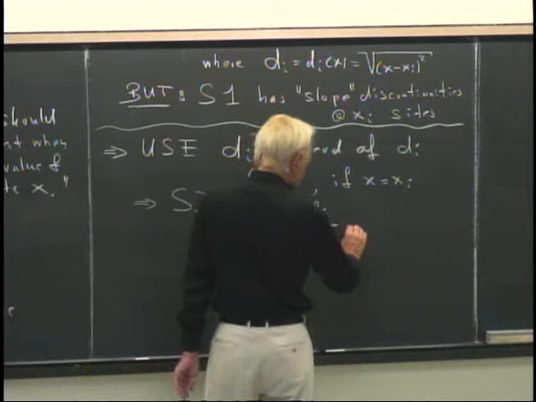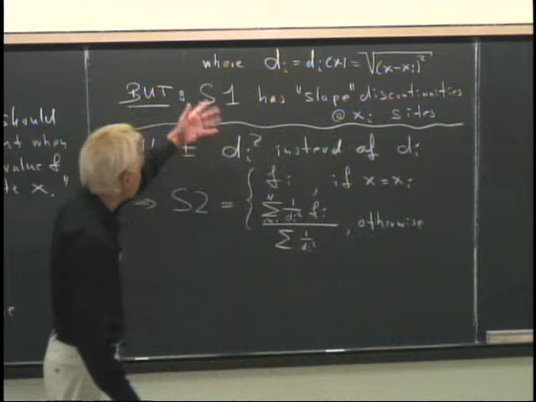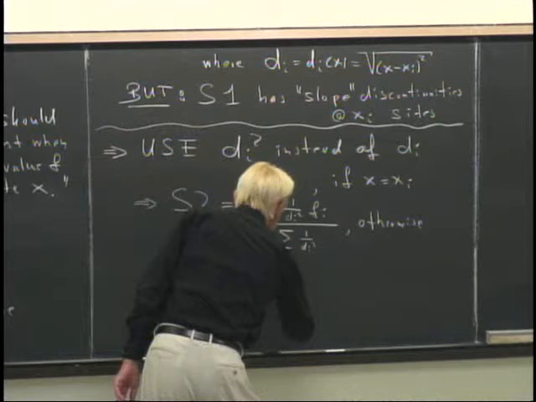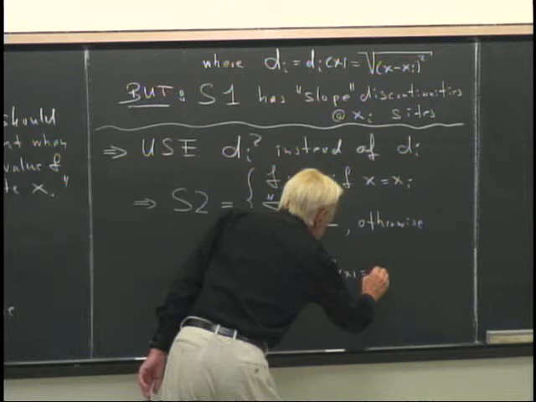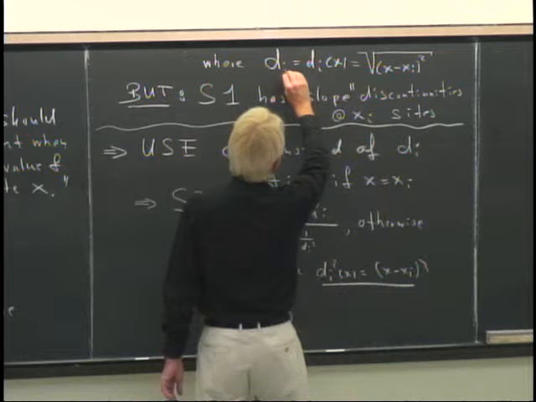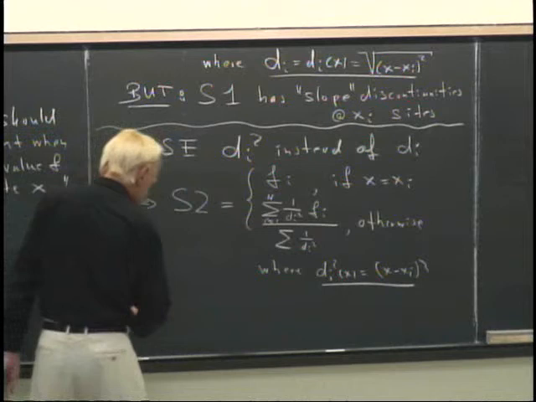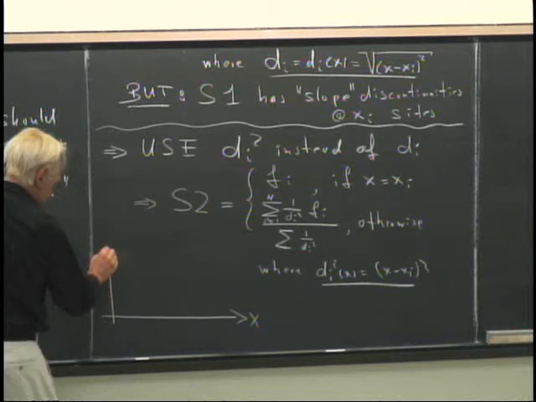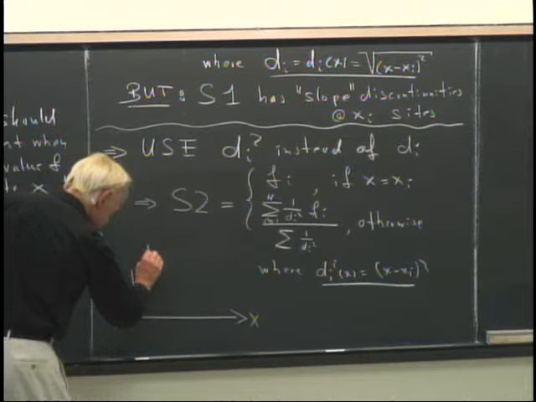Otherwise, okay, where di squared is what? Well, it's just the square of that, so the square root goes away. Where di squared of x is just (x minus xi) squared. Okay, now you get a better function. What do I mean by better? Well, at least the slopes are continuous at the sites. But it will look like this. And you tell me whether that is cool or not.